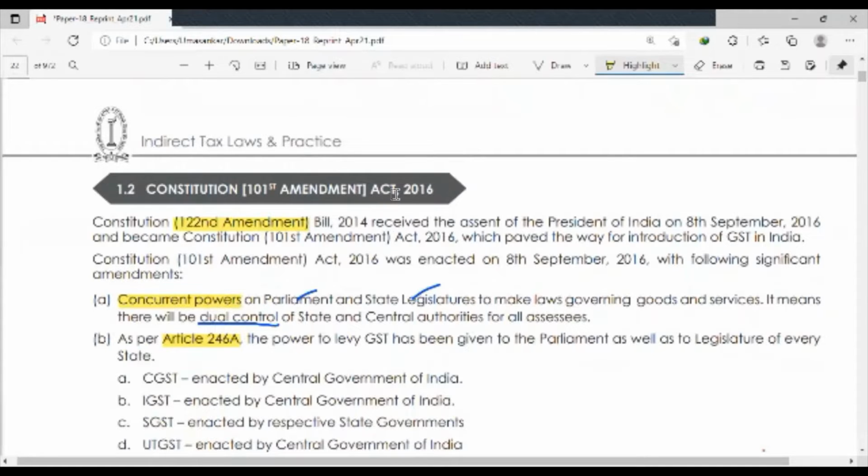for an act to be levied, to start, first of all a bill is prepared and presented before the Lok Sabha and the Rajya Sabha. Once it is passed, it goes to the President of India for approval. Once the President signs, the bill automatically becomes the act. Okay, so it received the assent of the President of India on 8th September 2016 and became the Constitution (101st Amendment) Act 2016, which paved the way for the introduction of GST in India. It was enacted on 8th September 2016 with the following significant amendments.